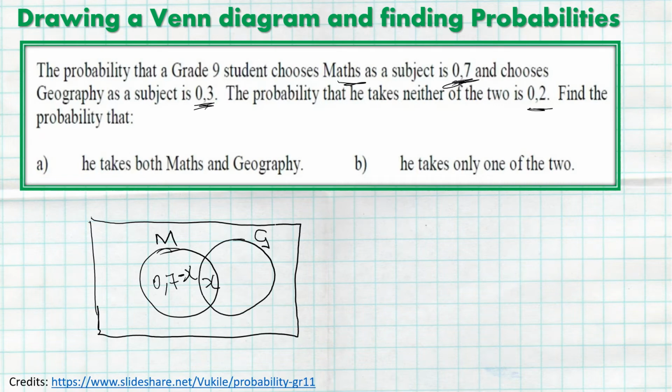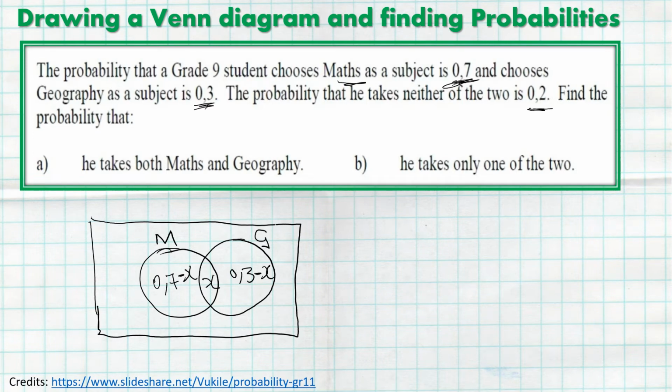Okay, so they told you that the probability of choosing geography is 0.3, meaning that the whole circle for geography will be equal to 0.3, meaning that geography only will be 0.3 minus those ones who also take maths, minus X.